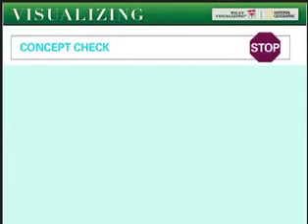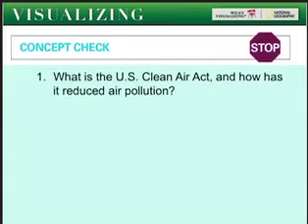So we get to our next block of concept checks. What is the U.S. Clean Air Act and how has it reduced air pollution? Well, this act establishes limits on the amount of specific air pollutants permitted everywhere in the United States. Emissions of carbon monoxide, sulfur dioxide, volatile organic compounds, and nitrogen oxides have all decreased since the implementation of the U.S. Clean Air Act.